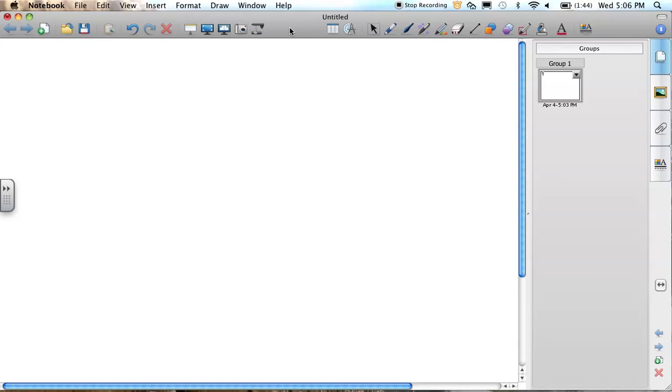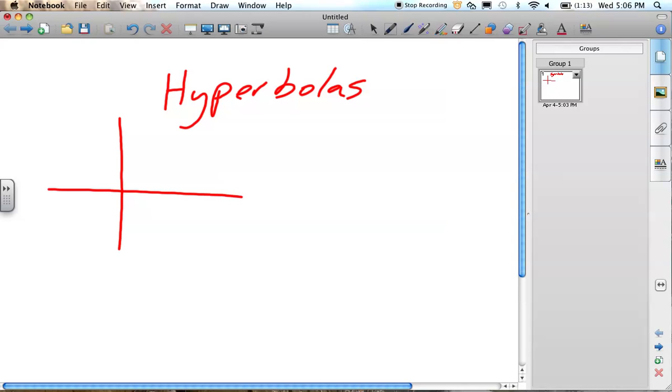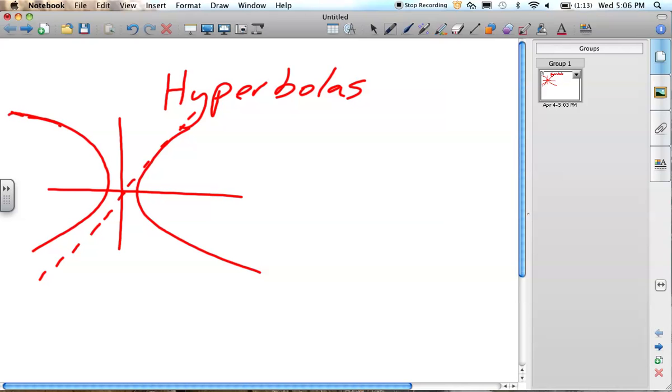Okay, this is section 10.3, part 1. We're dealing with a different conic section. These are called hyperbolas. These things sort of look like two parabolas, back to back, but they're really not, because you have slant asymptotes coming through these things. These are hyperbolas. Each one of these is called a branch.